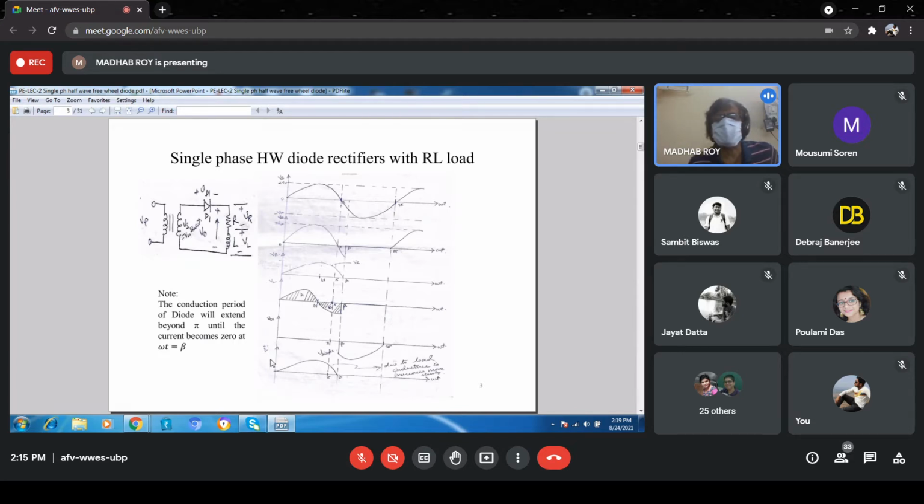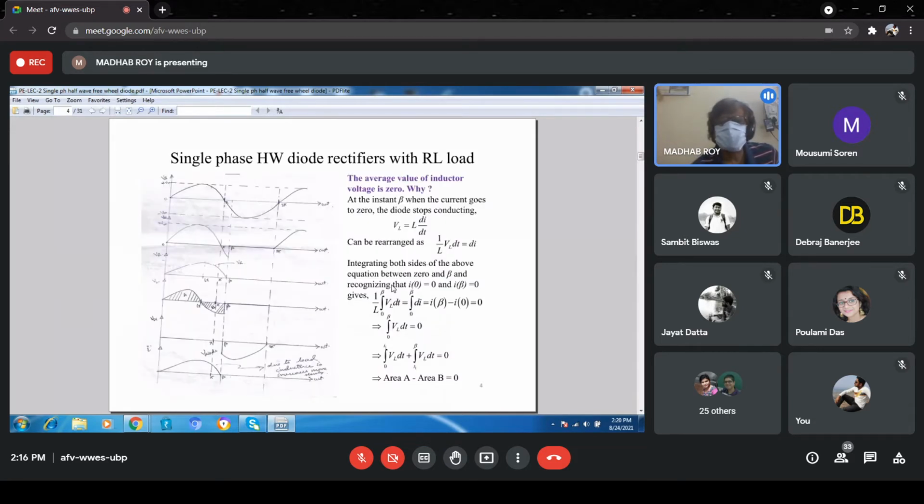Thus you can see that there is improvement. Earlier, ripple was much. Now the conduction is beyond pi, so thereby there will be an average value improvement. This improvement can be found by some calculations. So here are the calculations.